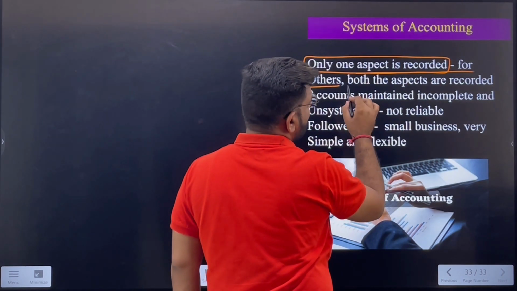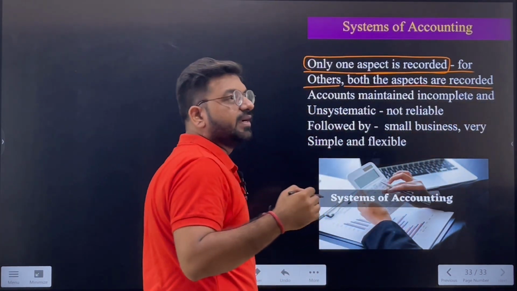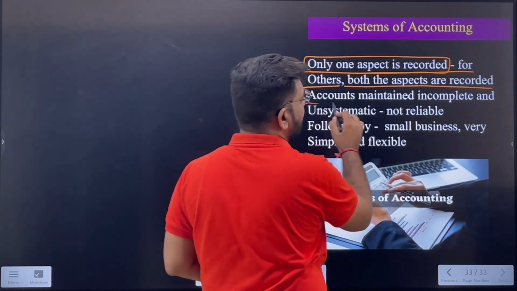For others, both the aspects are recorded. For some, it allows you to record both the aspects. For some, it only says to record one aspect only. So it is basically inaccurate. The consistency is not maintained. Nothing is proper in this one. So accounts are maintained incomplete.